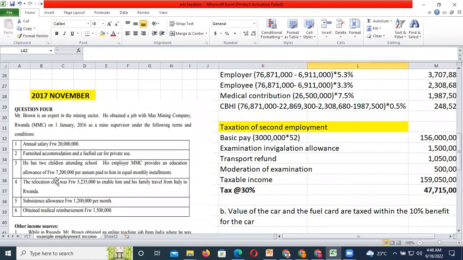Mr. Brown is an expert in the mining sector. He obtained a job with Mass Mining Company Rwanda on 1st January 2016 as a mining supervisor under the following terms and conditions. He has an annual salary of 20 million, furnished accommodation and fuel car for private use. He has 2 children attending school. His employer provides an education allowance of 7.2 per annum paid to him in equal monthly installments. The allocation cost of 5.235 to enable him and his family to travel from Italy to Rwanda. Subsistence allowance of 1.2 per month. Obtained a medical reimbursement of 1.5.